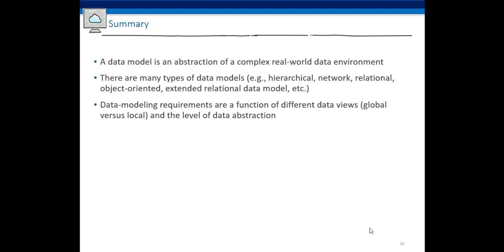In summary, a data model is an abstraction of a real world work environment. And there are many types of data models. And data modeling requirements are a function of different data views that we're going to then develop for and merge together until we finally have that entire global view.